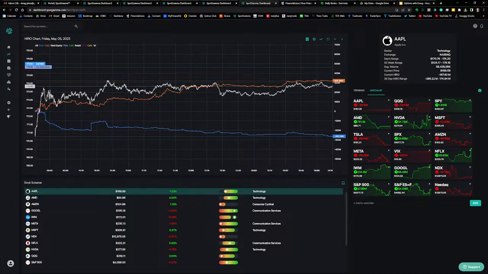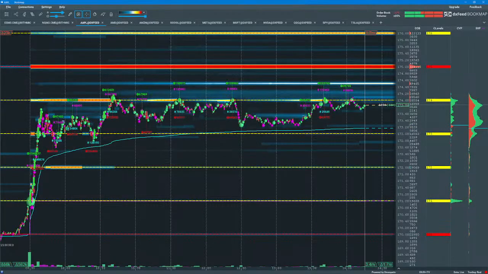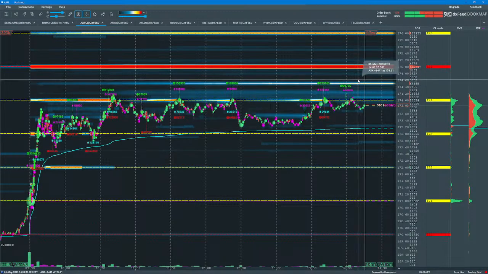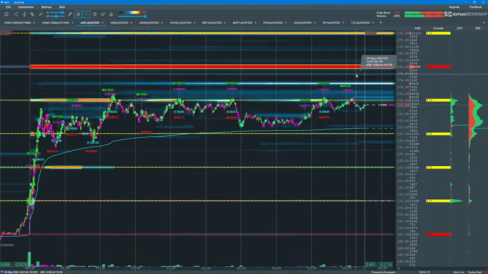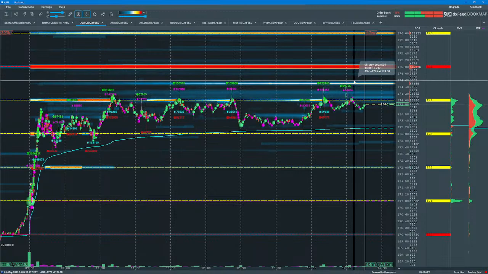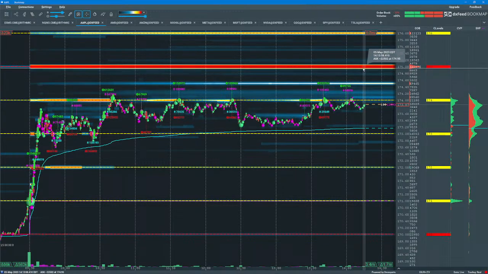Let's go back to Bookmap. And there's the 175 strike. And note all the liquidity at that level, the resting limit sell orders, and that tends to attract price. So maybe Apple will get up there sometime today.